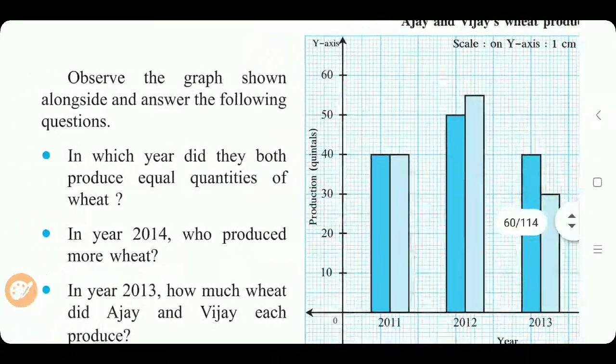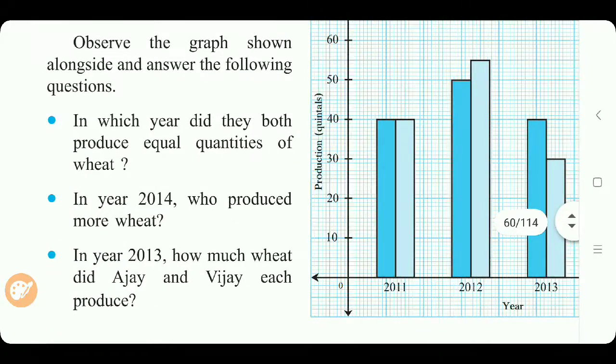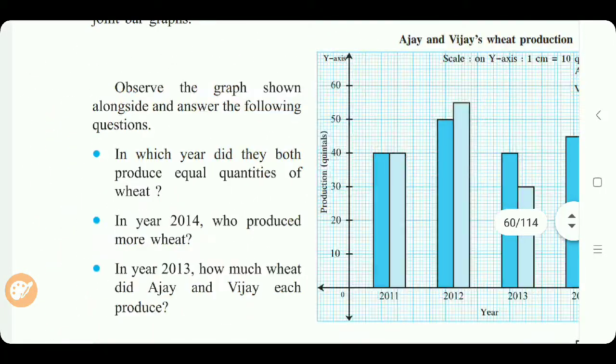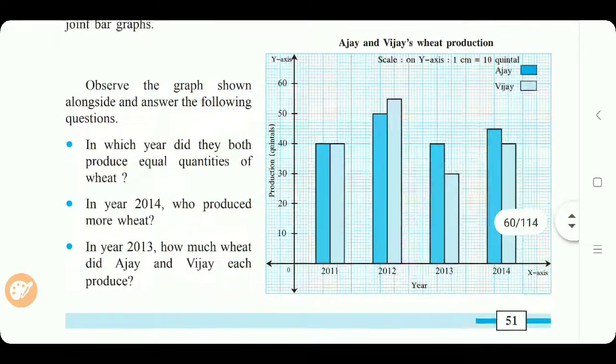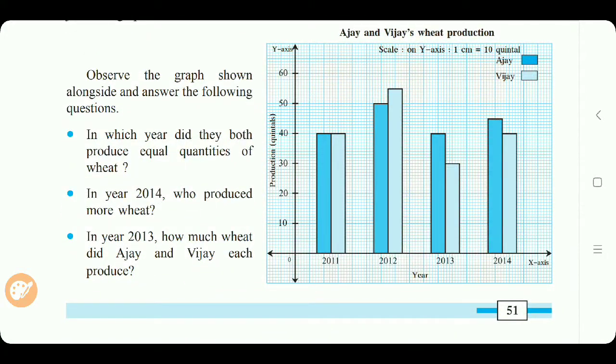Okay, now here some questions are given. Easily we can give the answers with the help of this joint bar graph. Okay, now observe the graph shown alongside and answer the following questions. First question, in which year did they both produce equal quantities of wheat? Now here we can see 2011, they produce equal quantity of wheat.